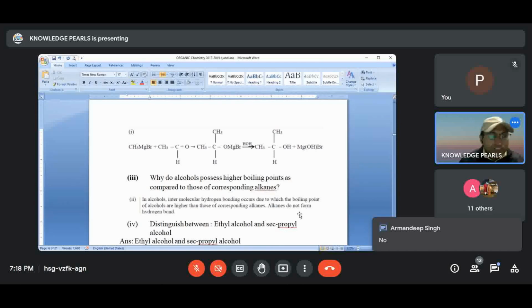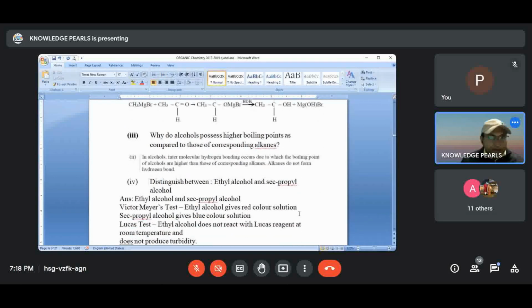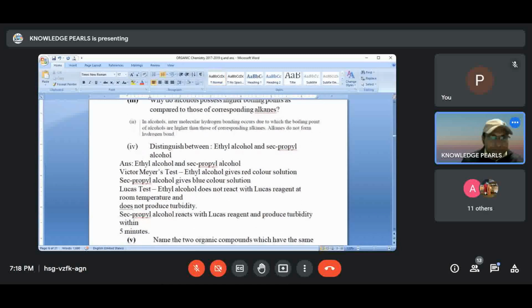Then which test as per our syllabus? There are 2 tests basically. Victor Meyer test भी है, लेकिन Victor Meyer हमारे सिलेबस में नहीं है. तो Lucas test जो है आप यूज करके कर सकते हैं, ठीक है. लेकिन बोर्ड में Victor Meyer test भी आपको एक्सेप्टेड होगा, ठीक है.